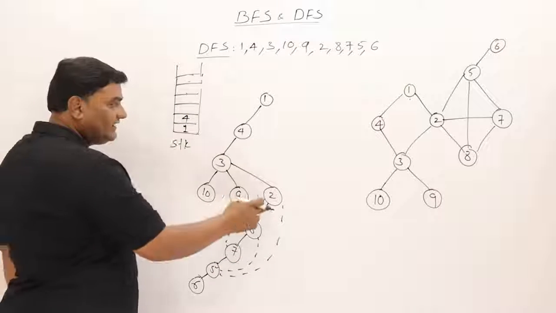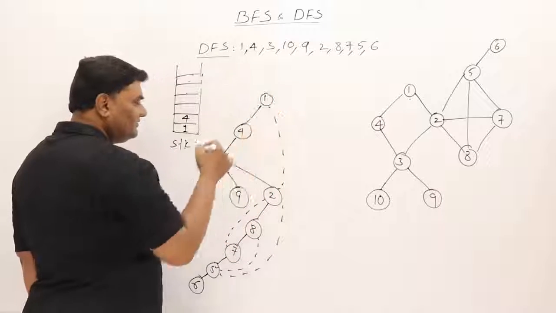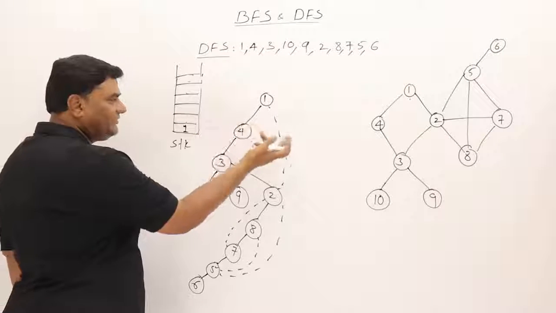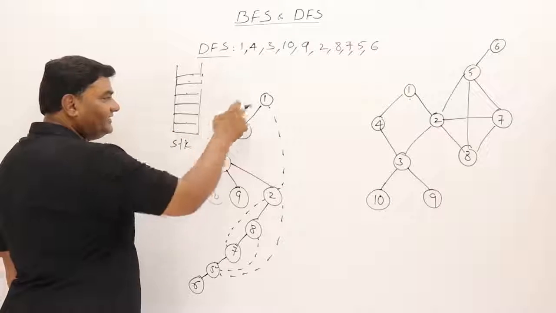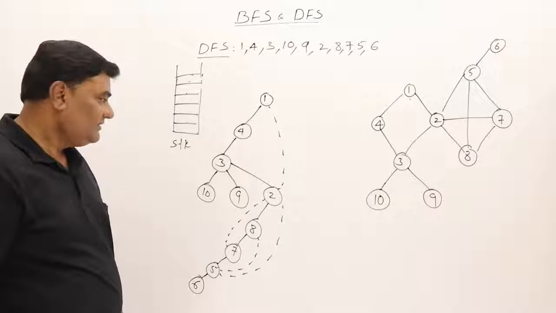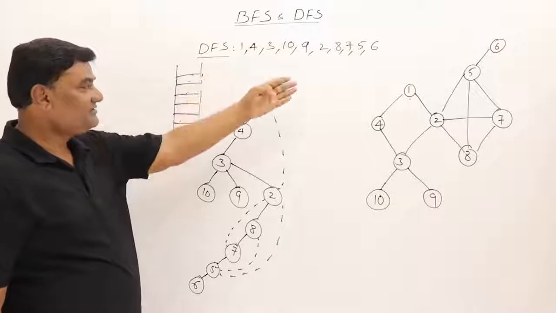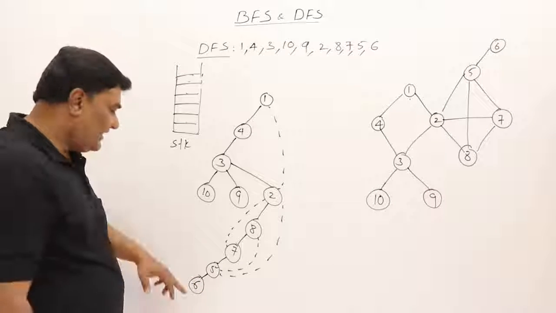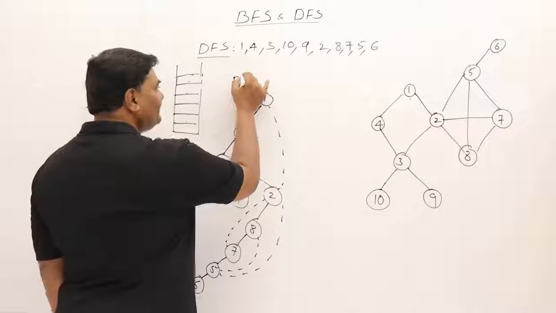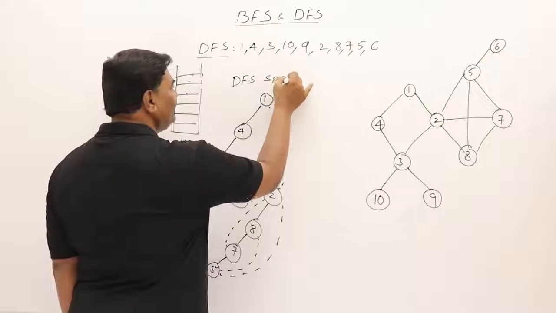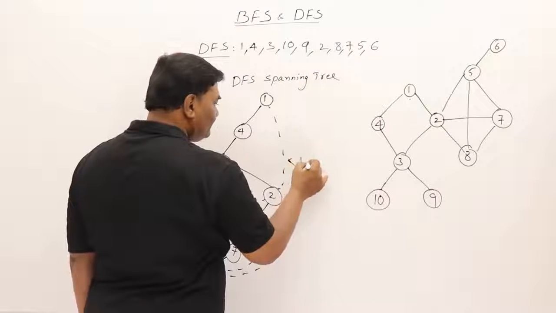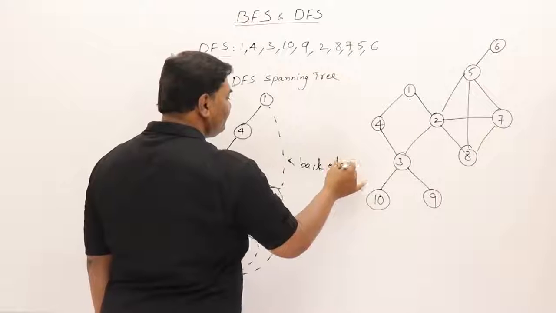So from 2 where can I go? I can go to 1. Then nothing is remaining. So go back to 4. From 4 I cannot go anywhere. From 1 I cannot visit anywhere. So that's all. So here is the depth first search traversal result, and this is a DFS spanning tree. This is the depth first search spanning tree, and these edges are called back edges.